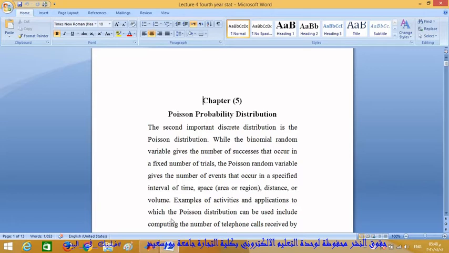This is the fourth lecture for the fourth week of COVID-19 holidays. This lecture contains the Poisson probability distribution. Poisson probability distribution is a very important discrete distribution.